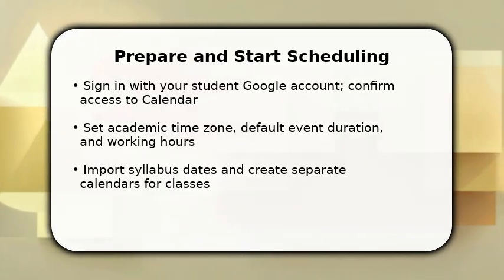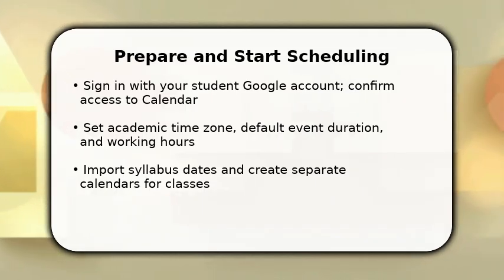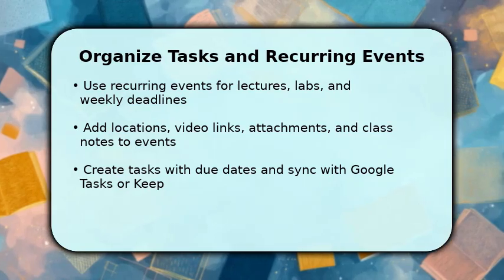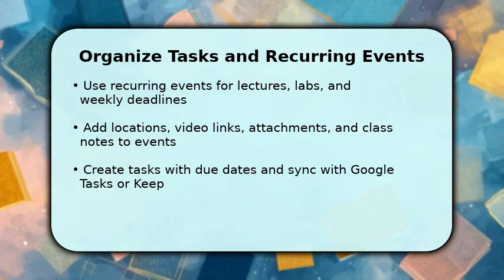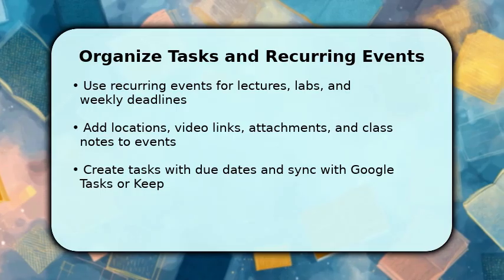Make sure calendar sharing settings let groupmates see free/busy for scheduling. Finally, turn on desktop and mobile notifications so you never miss a change or room update. Now organize recurring events for each course and include room numbers or video links so joining is one click.